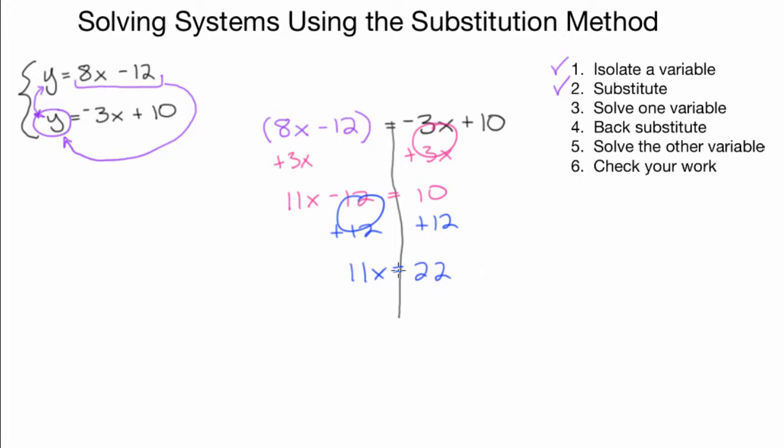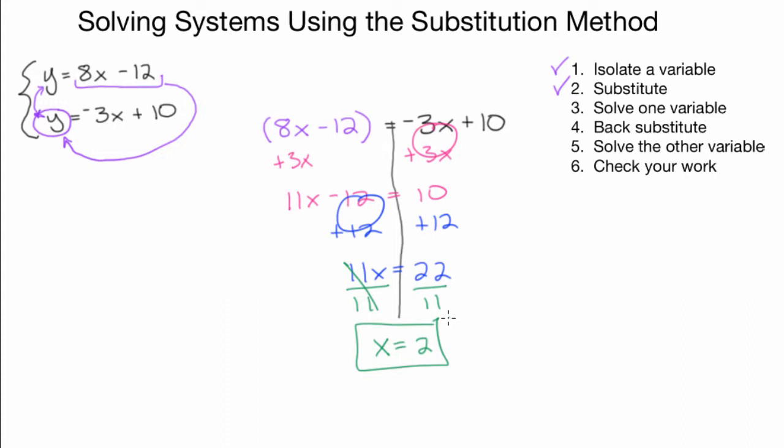For my final step to get x by itself, this is x multiplied by 11, so I want to do the opposite, which is to divide by 11. Now I just have 11 divided by 11 equals 1x, and that equals 22 divided by 11 is 2. All right, I've got x equals 2.